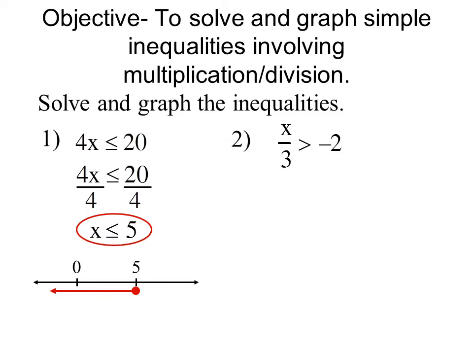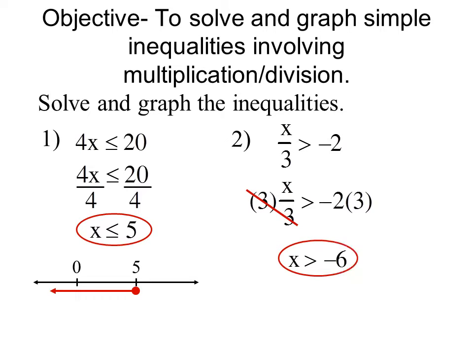How would I solve number 2? Do you remember? Multiply by 3. Good. This is x divided by 3, which means we're going to take both sides and multiply by 3. And that cancels out the divide by 3 and gets rid of the fraction, essentially. So we'll have -2 times 3 on the right-hand side. So x is greater than -6.